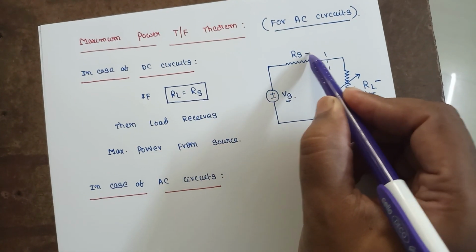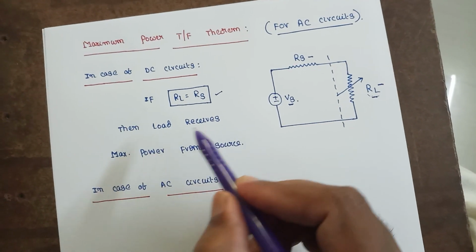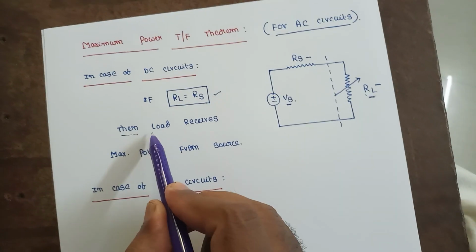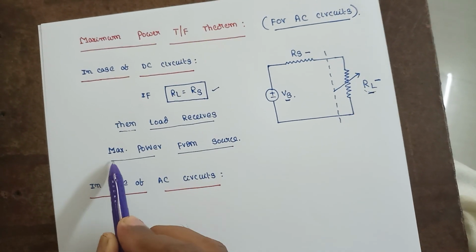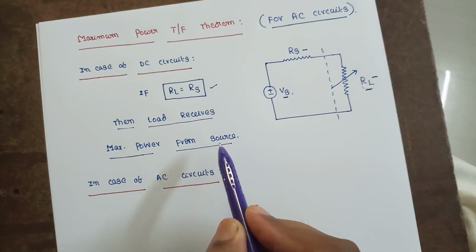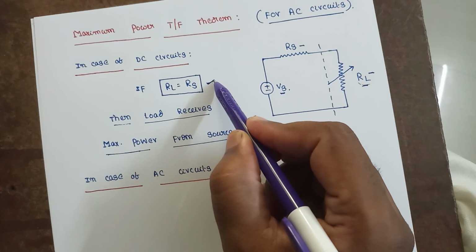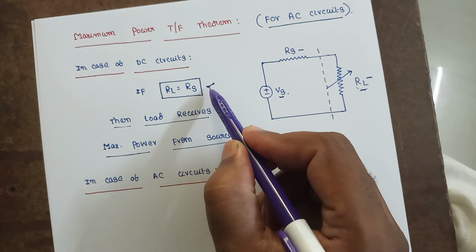equal to the source resistance. If this load resistance is equal to the source resistance, then the load receives maximum power from the source. So finally, this is the condition for the maximum power transfer theorem in the case of DC circuits.